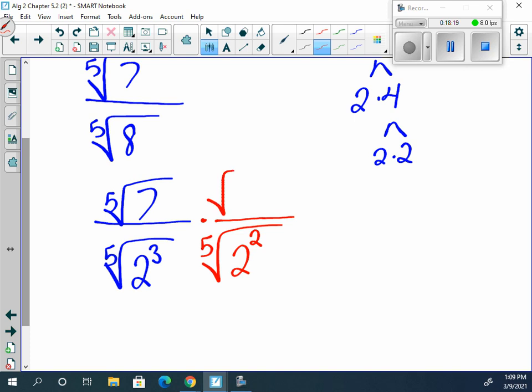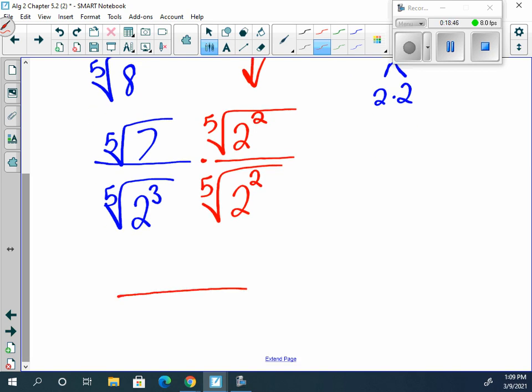But we have to multiply it on top and bottom. Because really, what is this here? 1. Anything divided by itself is 1. So really, we're just multiplying this rational expression, this fraction, by 1. That's why we can do this and nothing changes.